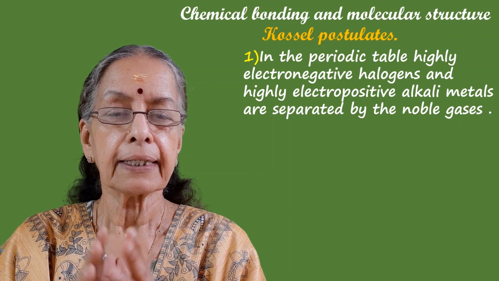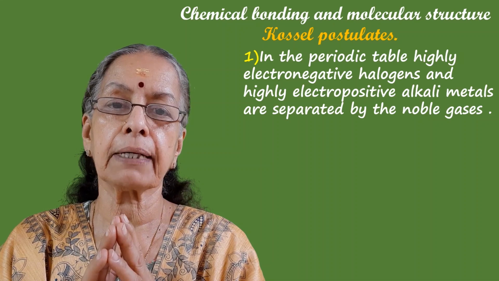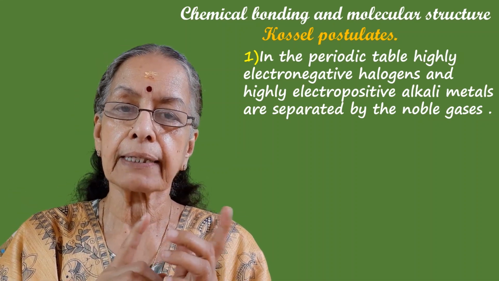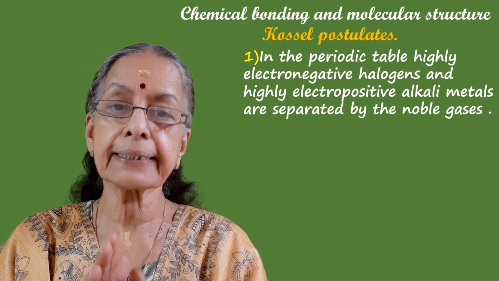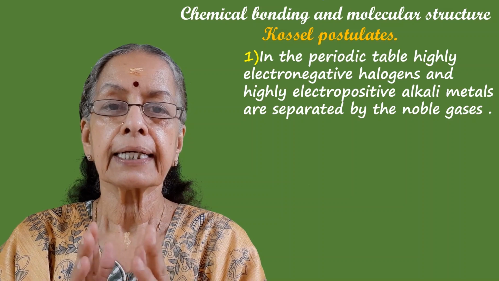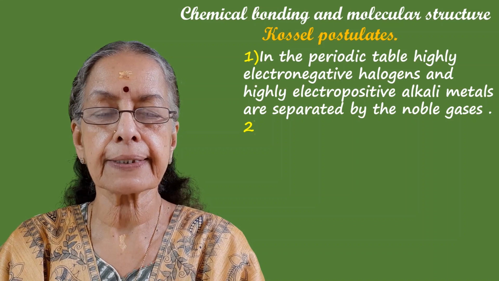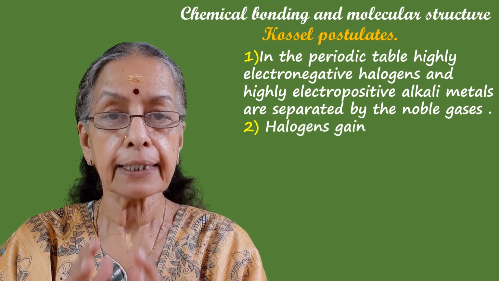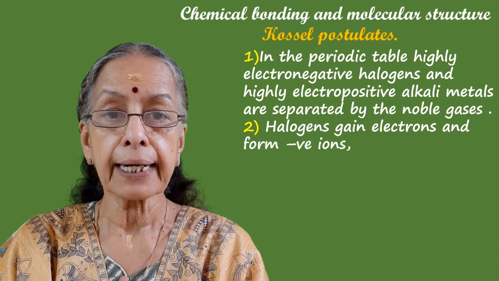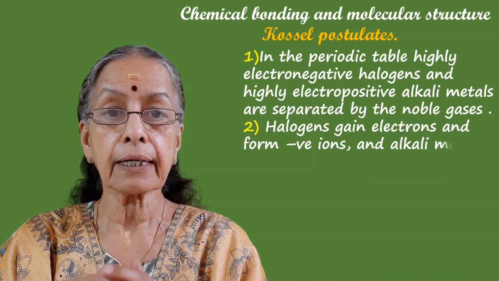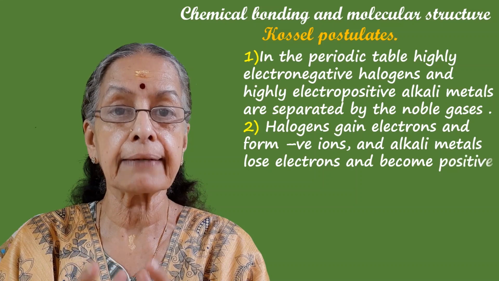I will explain. In the periodic table, halogens belong to 17th group and alkali metals belong to the first group. The 17th group and first group is separated by the 18th group, which constitutes the noble gases, that is 0 group. The second postulate says that halogens being highly electronegative gain electrons and form negative ions, whereas alkali metals, which are highly electropositive, lose electrons and become positive ions.